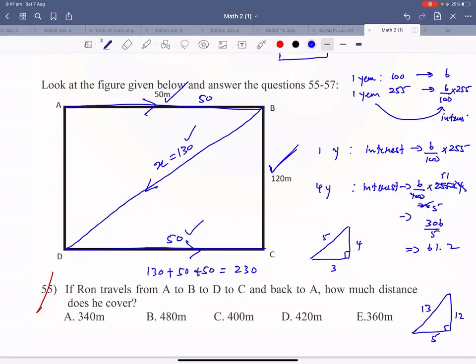Could you please explain that again? A to B to D to C and then back to A. Back to A means again here. So that would be another 130. So answer would be 360. So this is the answer.